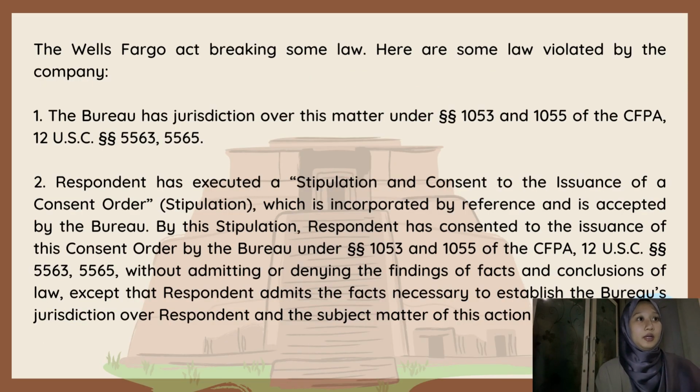The Wells Fargo case broke some laws. Here are some laws violated by the company. The first one is that the Bureau has jurisdiction over this matter under sections 1053 and 1055 of the CFPA, and sections 5563 and 5565. The second one is that the respondent has executed a stipulation and consent to the issuance of a consent order, which is incorporated by reference and is accepted by the Bureau.